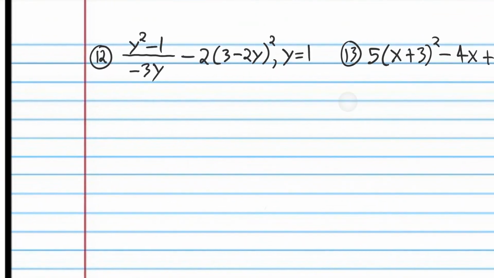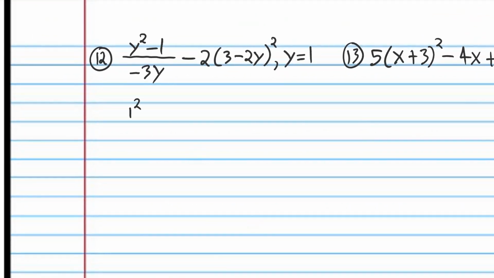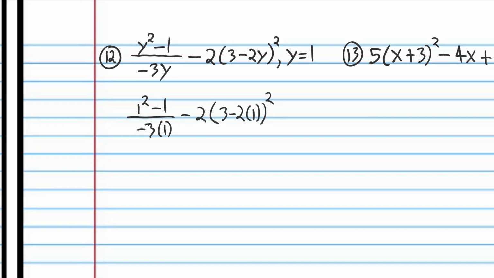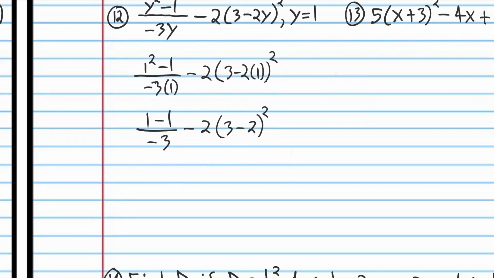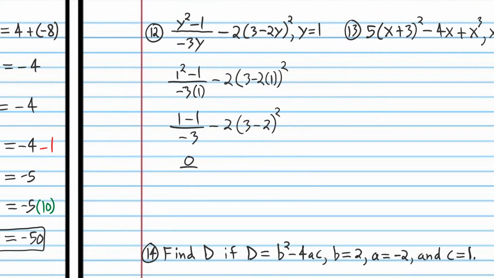We have some more evaluation problems. Y equals 1, so plug in 1. I don't need parentheses there because 1 is positive. So PEMDAS tells us to do the parentheses first. We can go ahead and do some of these operations though. 1 to the second power is just 1. And negative 3 times 1 is negative 3. And 2 times 1 is 2. And then here we have 1 minus 1 is 0. So we get 0 over negative 3.